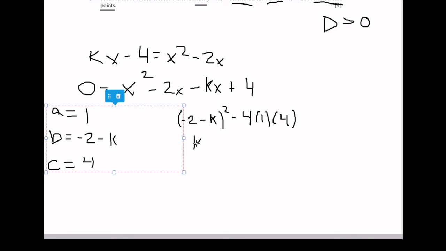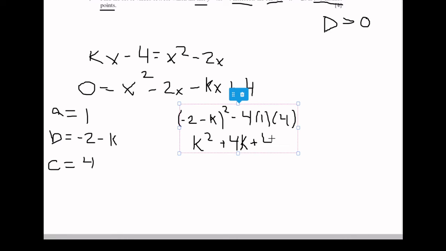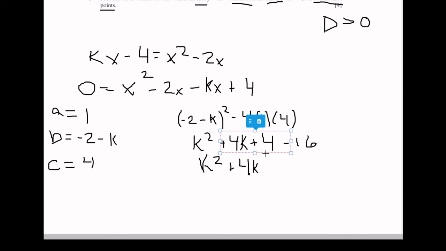We have k squared. We have negative 2 times negative k, which is 2k, and then we multiply that by 2 because there's 2 of them, 4k, plus 4. Then negative 4 times 1 times 4 would be negative 16. So k squared plus 4k, plus 4 minus 16, that'd be negative 12. We're going to factor this out.